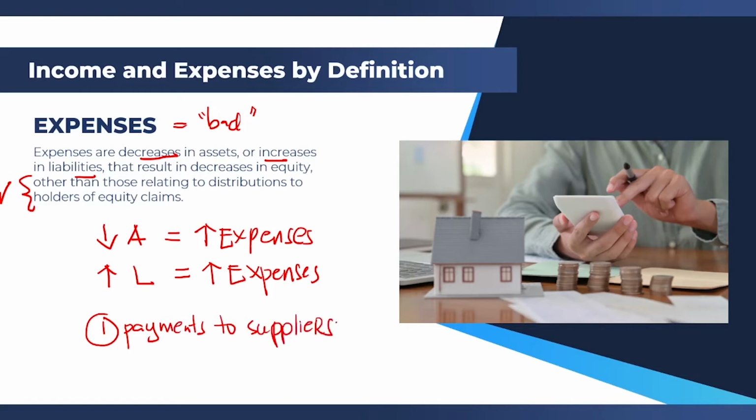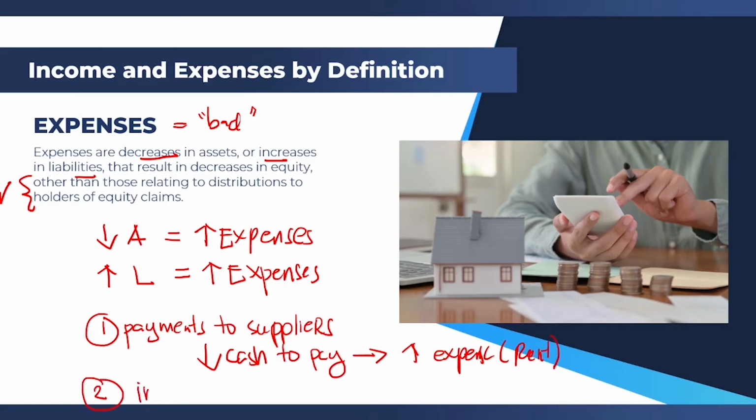So when we pay for services like repairs or rent to the landlord, they are actually expenses because you decrease your asset to pay, which results in an increase in expenses. For example, we have rent. Another type of expense is interest expense, which we pay to financial institutions whenever we borrow money from the bank.